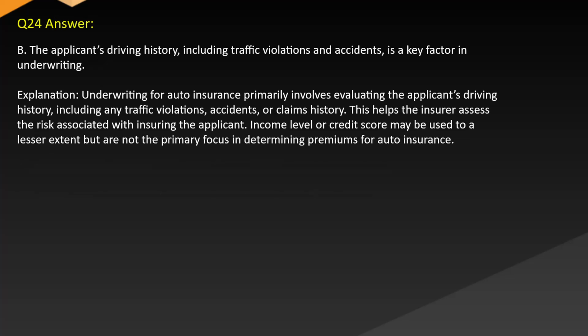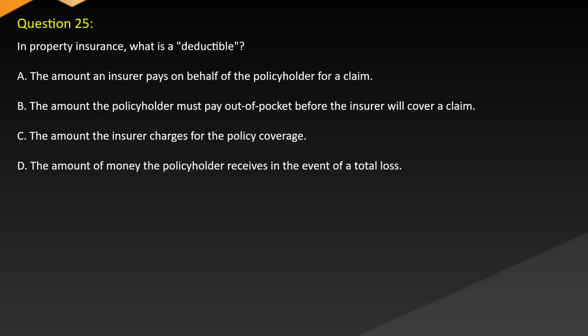Answer B. The applicant's driving history, including traffic violations and accidents, is a key factor in underwriting. Explanation: Underwriting for auto insurance primarily involves evaluating the applicant's driving history, including any traffic violations, accidents, or claims history. This helps the insurer assess the risk associated with insuring the applicant. Income level or credit score may be used to a lesser extent, but are not the primary focus in determining premiums for auto insurance.